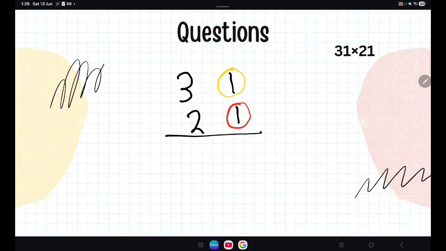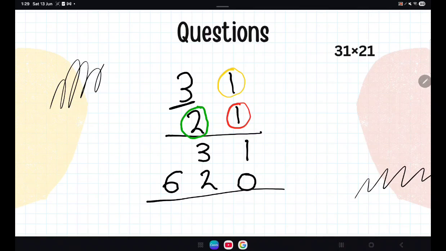And 1 times by 1 would be 1. Now we're going to times our ones in the red, by our tens up here. So 1 times by 3 would be 3. Now our key move and step is to always add our 0 over here after we've done the top. Now we're going to do our tens over here times by our ones at the top in the yellow. So 2 times by 1 would be 2. And then our 2 tens times by each other. So 2 times by 3, which would be 6.